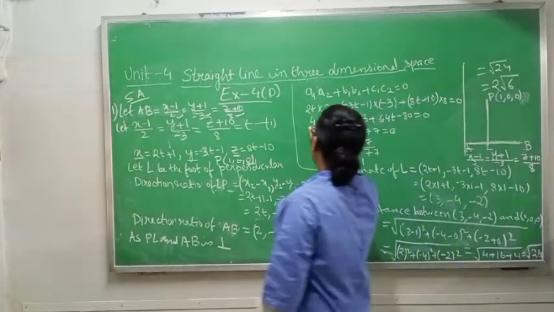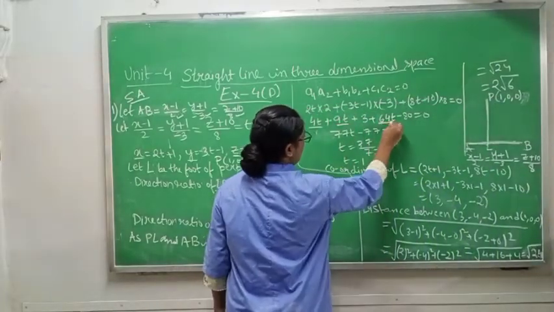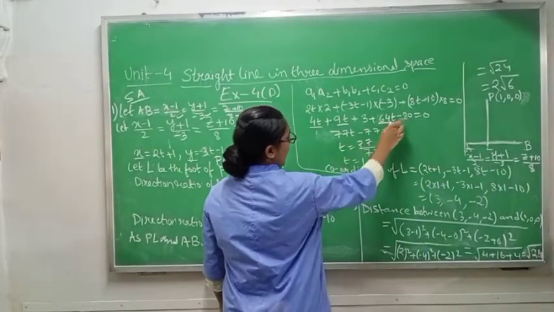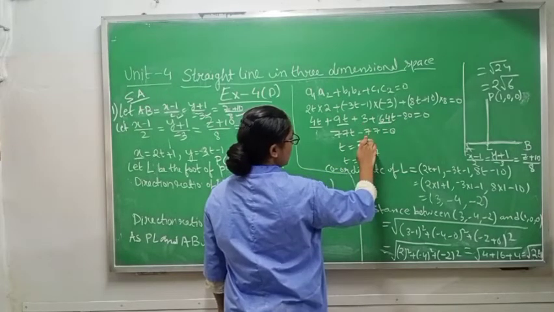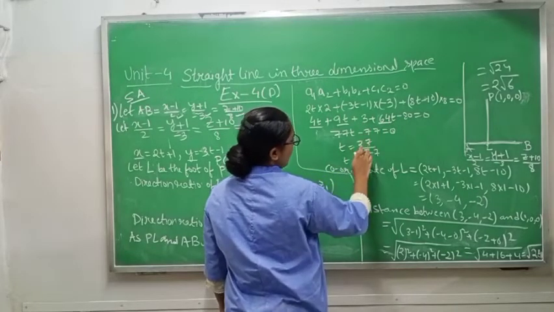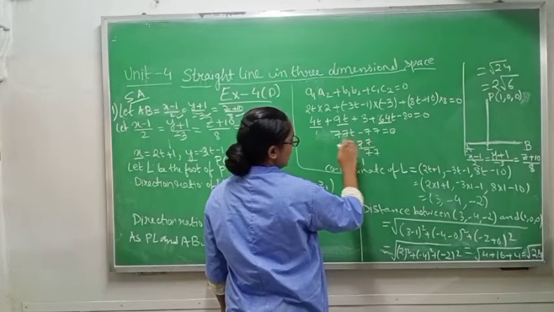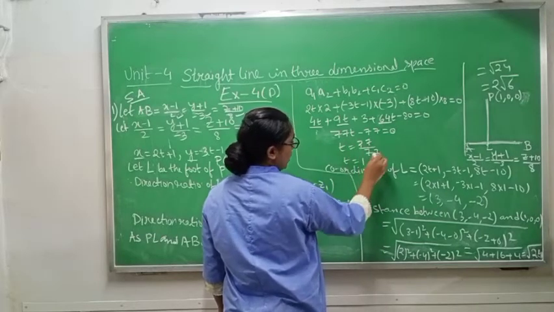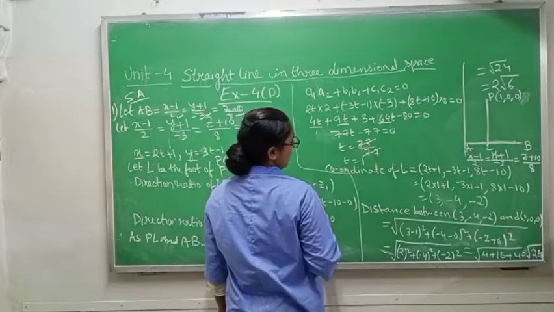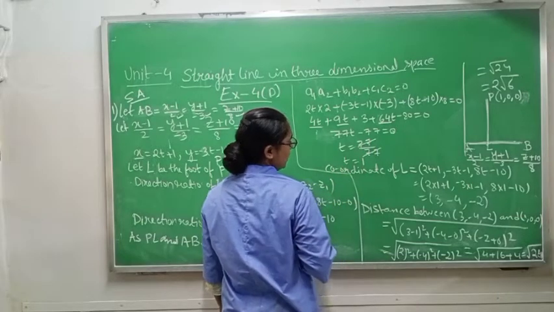Now when you add 4t, 9t, 64t, you will get 77t, and 3 minus 80 will give you minus 77. This minus will come, it will become plus 77, and this 77 will come down. 77 ones are 77, 77 ones are. t equals, you are getting 1.